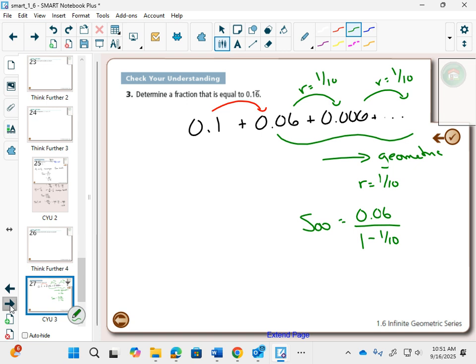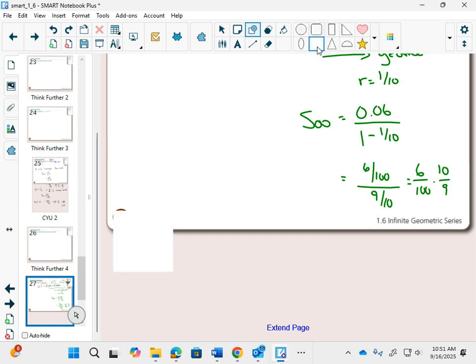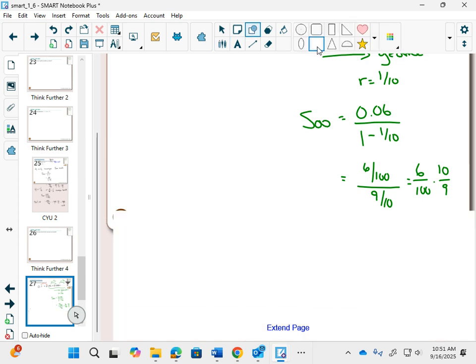I can change things because it wants it as a fraction, so I'm going to change this to 6/100ths divided by 9/10ths, and I'm going to multiply 6/100 by the reciprocal 10/9, and I'm going to reduce this. It's good practicing our fraction skills.